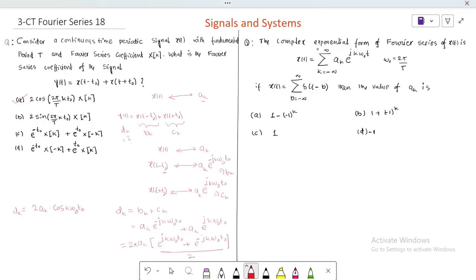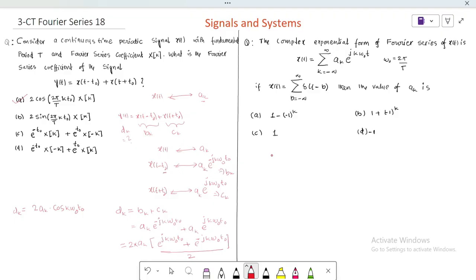The next question: the complex exponential form of the Fourier series of x of t is given. If x of t equals sigma of delta of t minus b, then what is the value of ak? We have already done a problem similar to this one, so we know that.